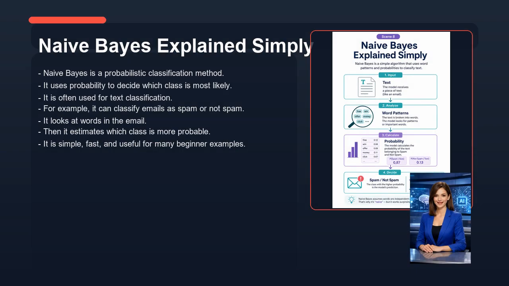Now let's look at naive Bayes explained simply. Naive Bayes is a probabilistic classification method. It uses probability to decide which class is most likely. It is often used for text classification. For example, it can classify emails as spam or not spam. It looks at words in the email. Then it estimates which class is more probable. It is simple, fast, and useful for many beginner examples.